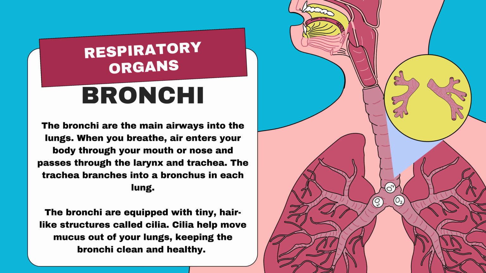Bronchi. The bronchi are the main airways into the lungs. When you breathe, air enters your body through your mouth or nose and passes through the larynx and trachea. The trachea branches into a bronchus in each lung. The bronchi are equipped with tiny, hair-like structures called cilia. Cilia help move mucus out of your lungs, keeping the bronchi clean and healthy.